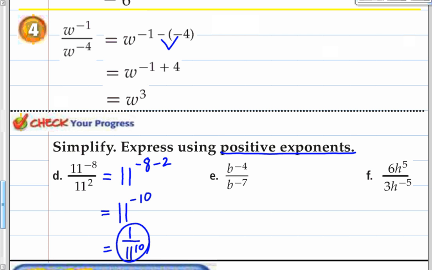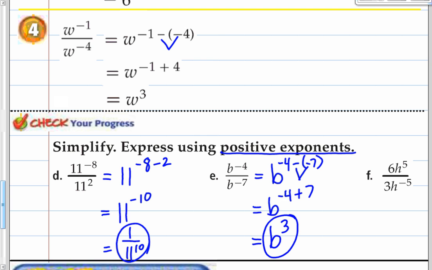How about E? Same rule applied. Notice that b is the common base. So let's take the top and subtract the bottom exponent. When we do that, here's the math problem that we end up doing, because two negatives make a positive when they're put together like this. Negative 4 plus 7 is b to the 3rd power. There's your final answer. It is a positive exponent, so I don't need to do anything with it.